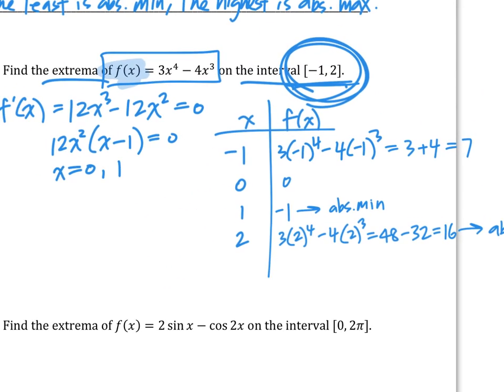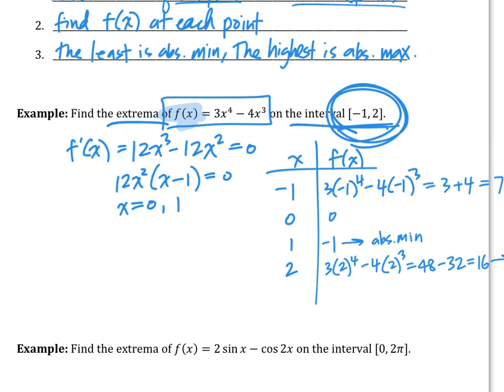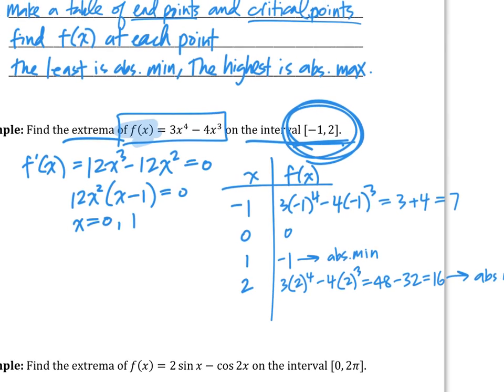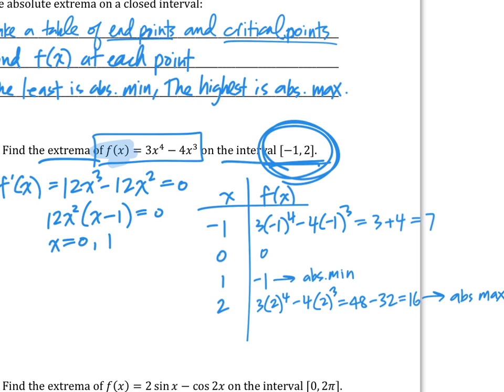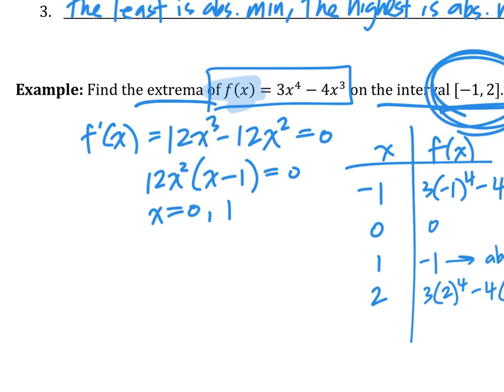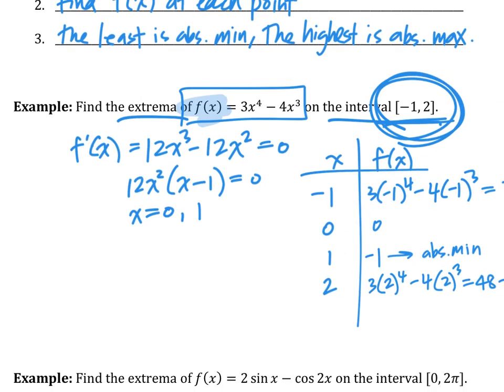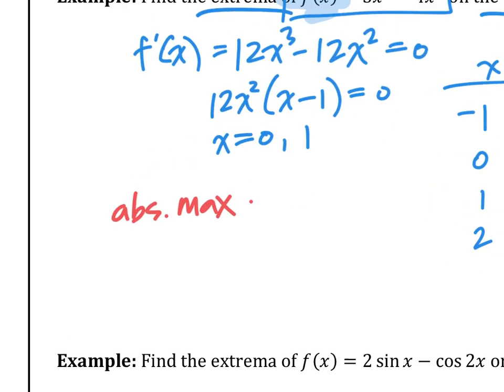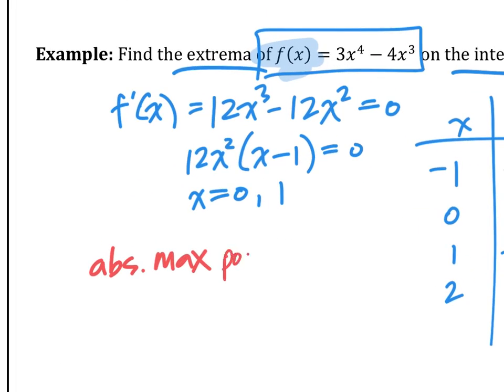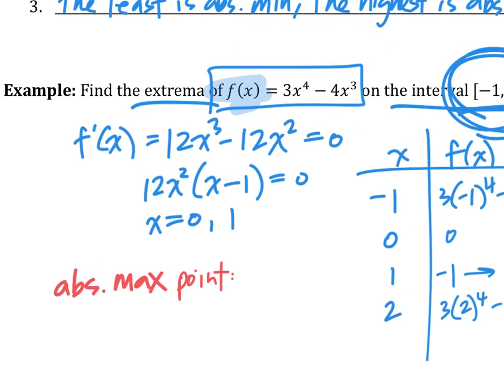Now, what we want to do is be a little bit careful about what the question says, or the wording of it. I know that we just called everything absolute max, absolute min, but let's talk about the actual ways they can ask the question. So they may ask you for the absolute maximum point. If they say that, then you have to give them the point.